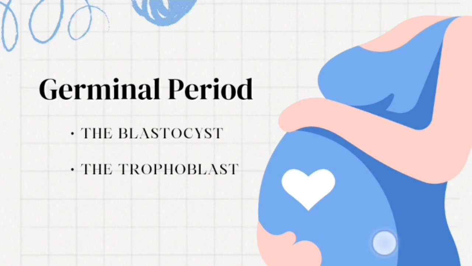In the germinal period, there are two layers in it, the blastocyst and the trophoblast. The blastocyst, or the inner cell that develops during the germinal period, develops later into the embryo, while on the other hand, the trophoblast, or the outer layer of the cell that develops also during the germinal period, later provides nutrition and support for the embryo.